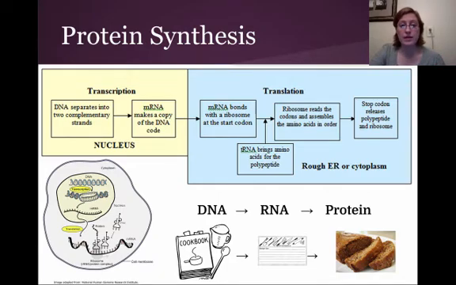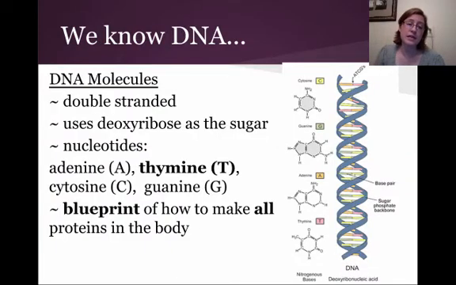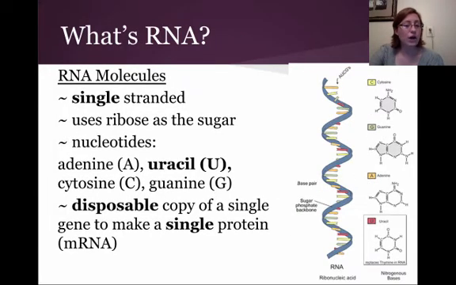So we go from DNA, which we're very familiar with. Next step is we make RNA. Well, what the heck is RNA? So focusing on DNA molecules, we know that they have 2 sides. They use a deoxyribose as their sugar molecule. Remember, the nucleotide is made up of a sugar, a phosphate, and a base. So this sugar just has a special name. The nucleotides in DNA, we've got A, T, C, and G. And DNA functions as the blueprint for how to make every protein in your body. So it's the whole cookbook. Okay? So what's this RNA business?